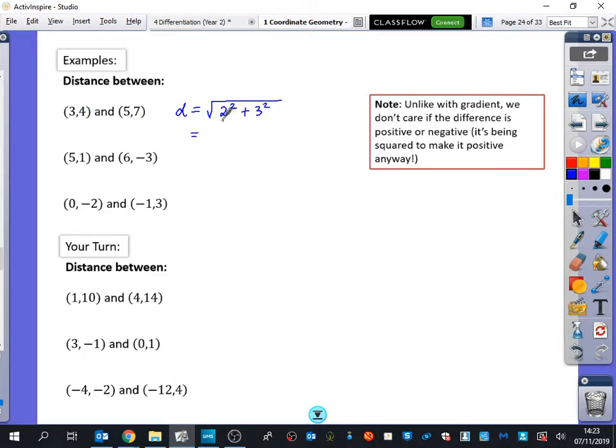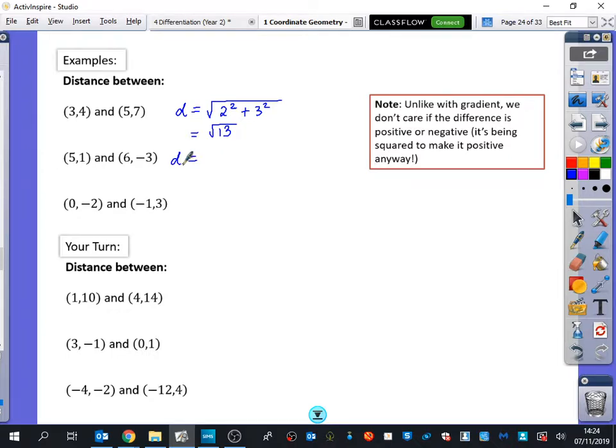So that becomes the square root of 4 plus 9, which is root 13. Notice how I'm not bothered about which one I need to take away from which, because it doesn't really matter, as they're going to get squared anyway.